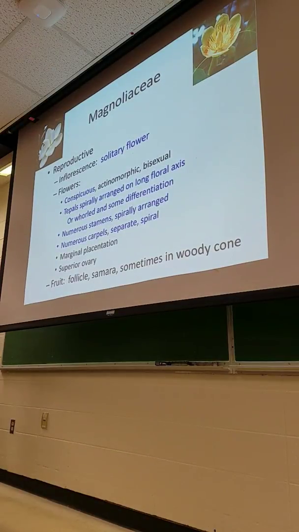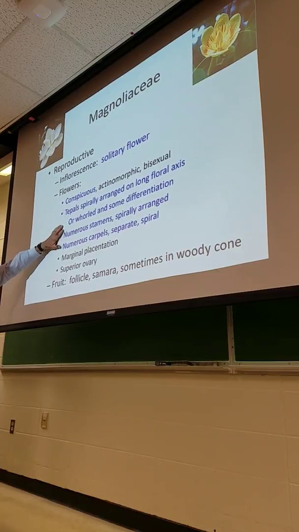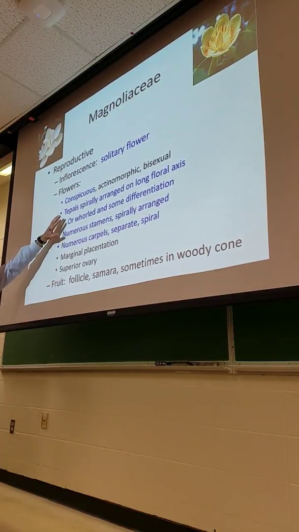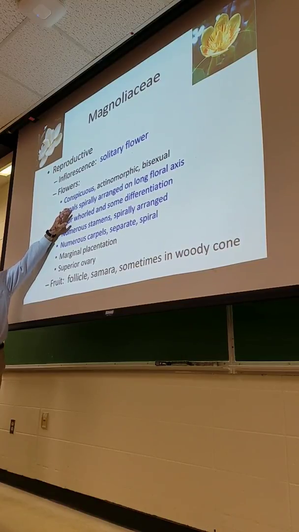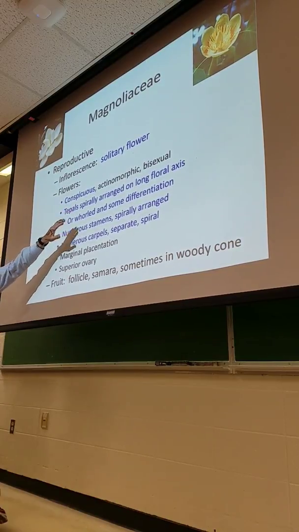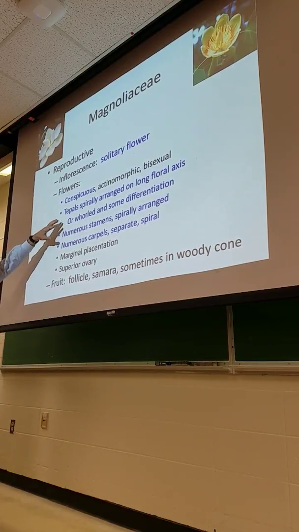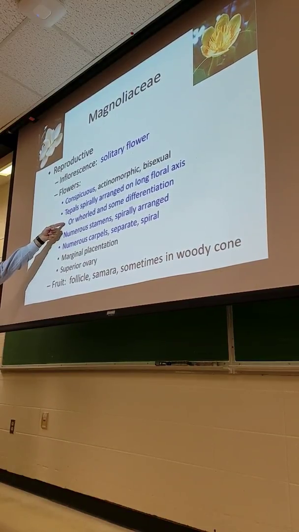Let's look at the flower. The flowers are solitary. What do I mean by that? Just like in water lilies, there's just going to be one flower that makes up an inflorescence, not 2, 5, 10, 50, just one flower. That's it. The flowers have a lot of features. You probably can recognize the magnolia and have been able to for a long time. They're big. That's conspicuous. They are actinomorphic, really everything we've seen so far has been. They're bisexual.